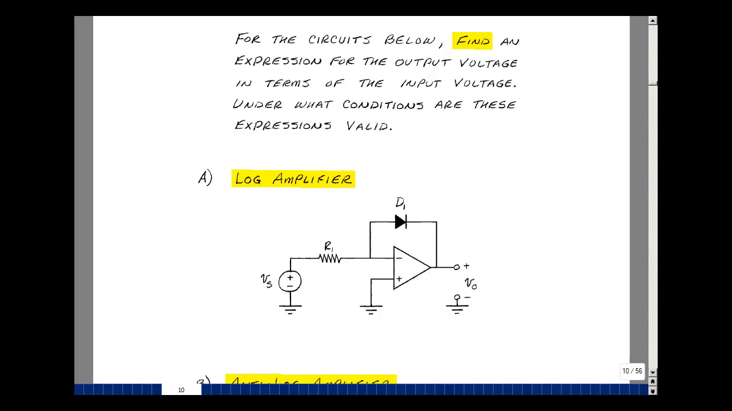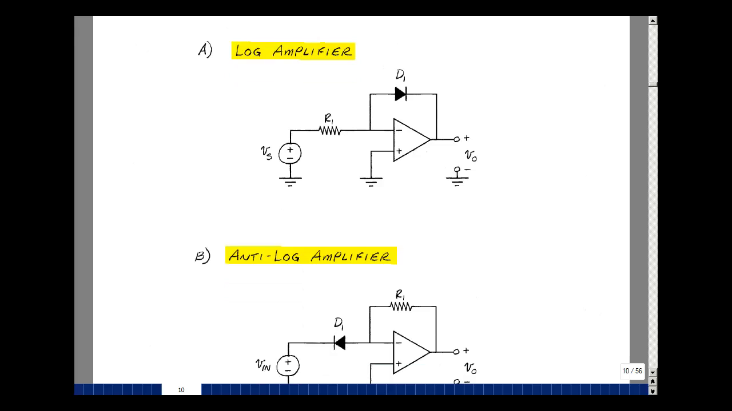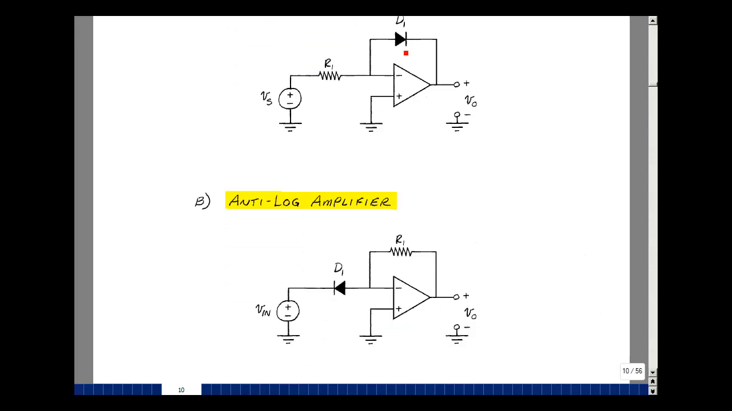First one's called a log amplifier. I'd like you to find an expression for the output in terms of the input, and under what conditions would these expressions be valid. And likewise, here's an anti-log amplifier. You can see that the diode and the resistor get changed, and also the direction gets changed. And again, can you find the output in terms of the input, and under what conditions would these equations be valid?